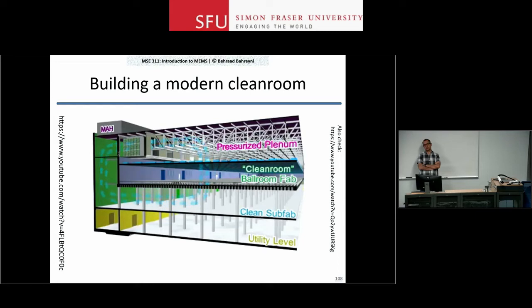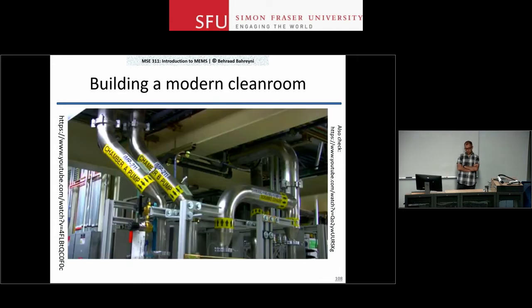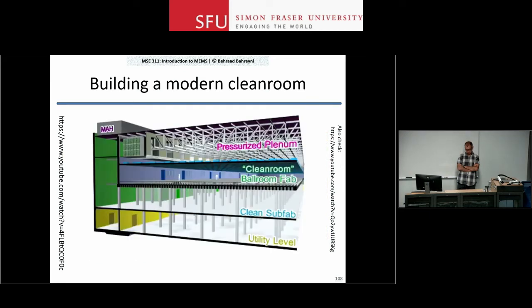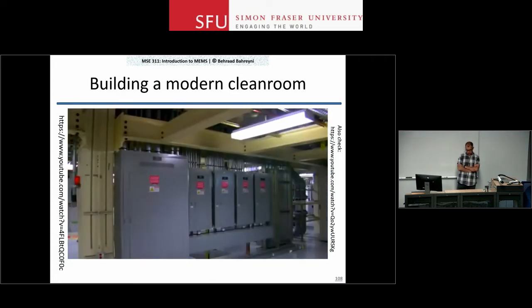Below the pressurized plenum is the clean room. For Fab 32, this is referred to as a ballroom fab. The areas are more open to facilitate faster movement and control of the product within. Next is the clean subfab. Here, support equipment, chemical and gas delivery systems are contained for the ballroom fab above. Finally, below the clean subfab is the utility level. This is where electrical and other support systems are kept and maintained.